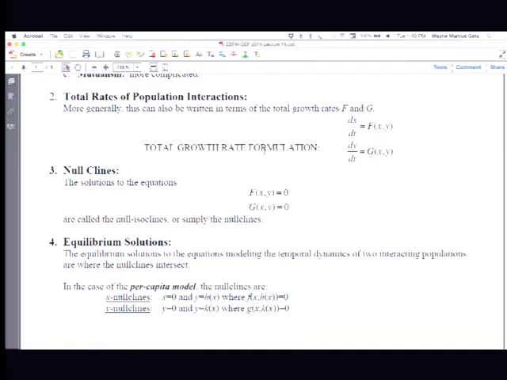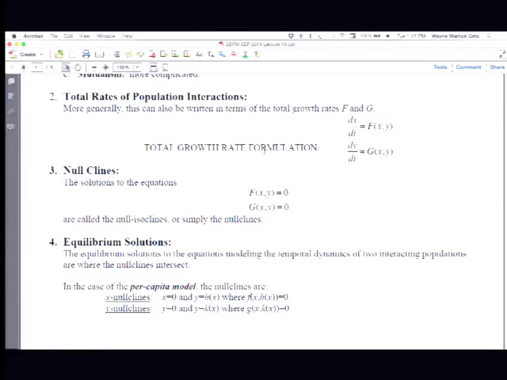And in this case, if I look at the nullclines, they are either x equals 0 or f(x,y) equals 0. And these are the x nullclines. And the y nullclines are y equals 0 or g(x,y) equals 0. And in this form, you see that if I'm writing it in terms of per capita growth rate, then it says that whenever the population is 0, it can't grow. So kind of there's no spontaneous growth.